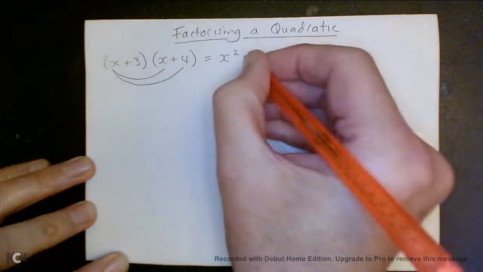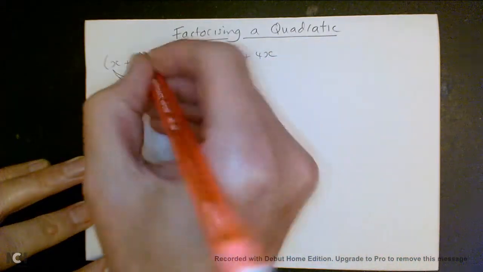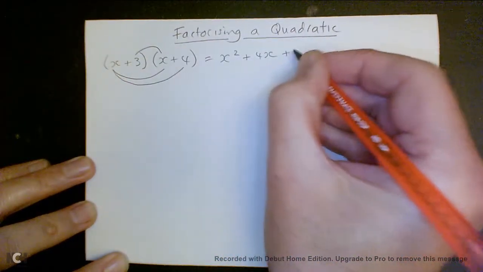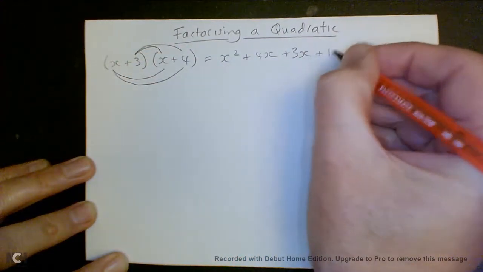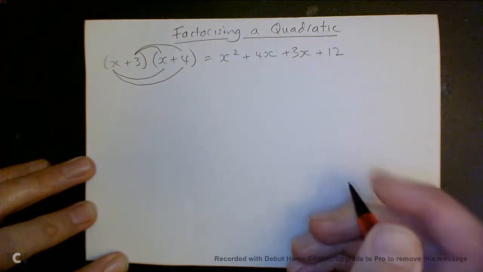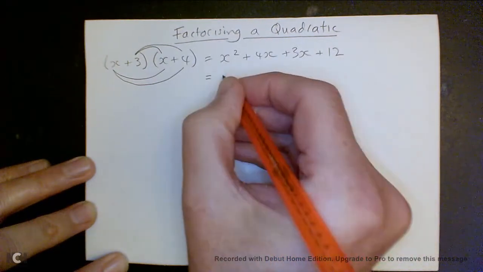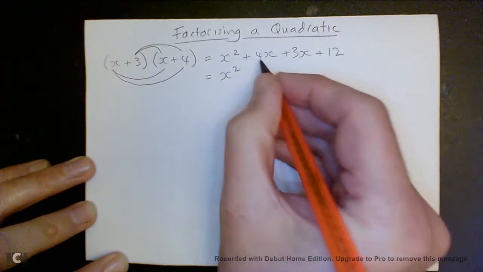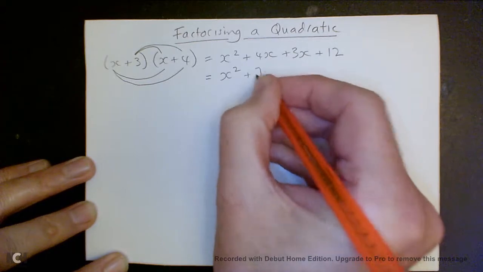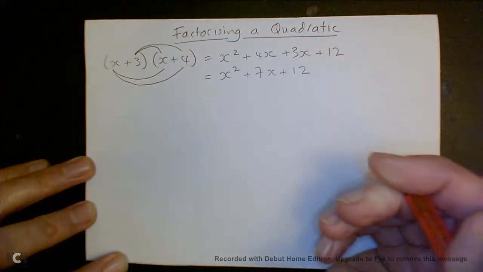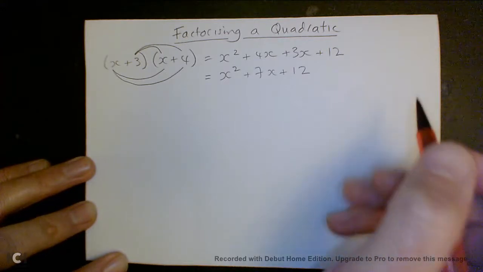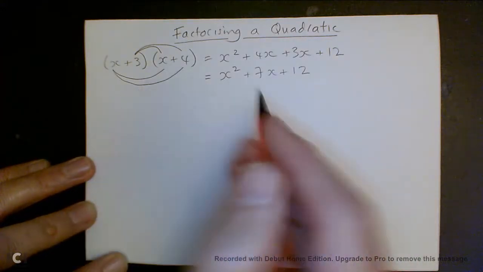x by 4, 3 by the x, and 3 by the 4. That would be expanding the double bracket, and then you would simplify it to be x squared plus 7x plus 12. That's what is meant by expanding a double bracket.